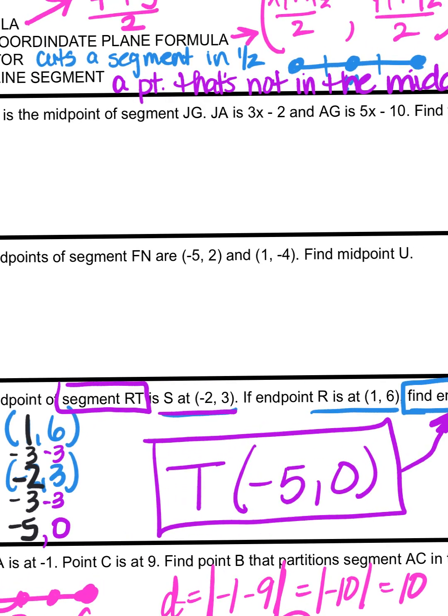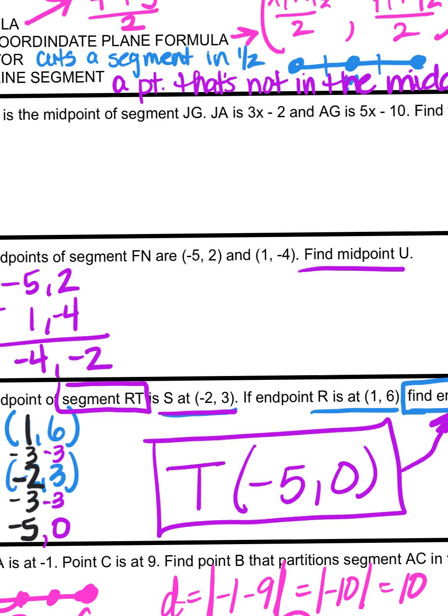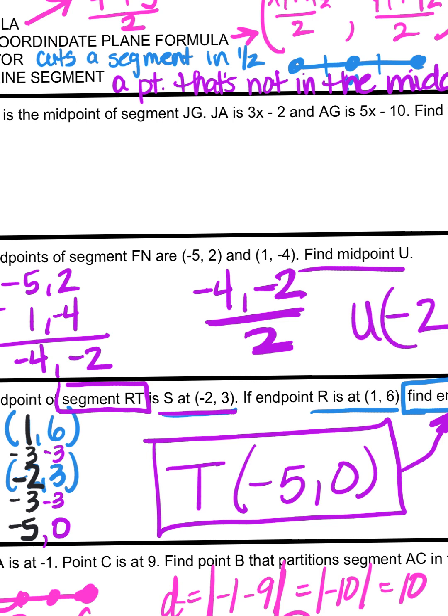On number 2, it says to find the midpoint. So all you have to do is add and divide by 2. All right, so write your 2 points down: (-5, 2) and (1, -4). Add them together. So -5 plus 1 is -4. 2 plus -4 is -2. So if you take those two numbers and divide by 2, -4 divided by 2 is -2, and -2 divided by 2 is -1. And that is the midpoint.